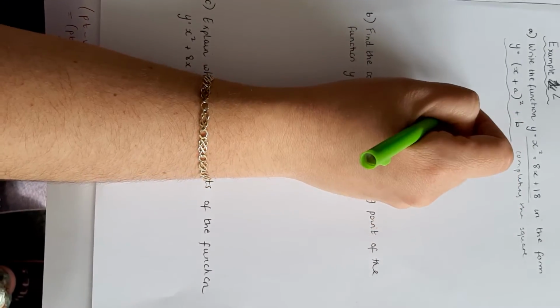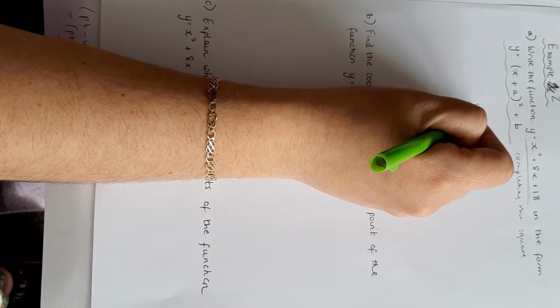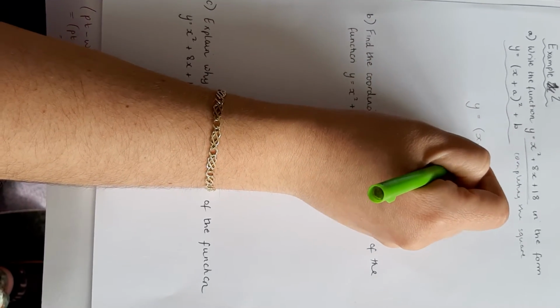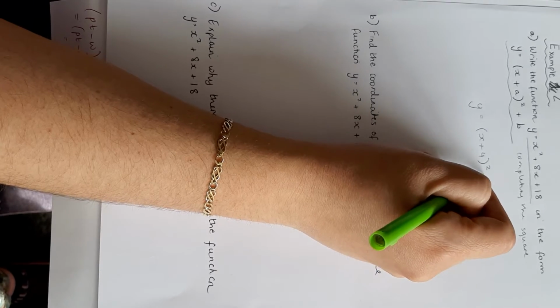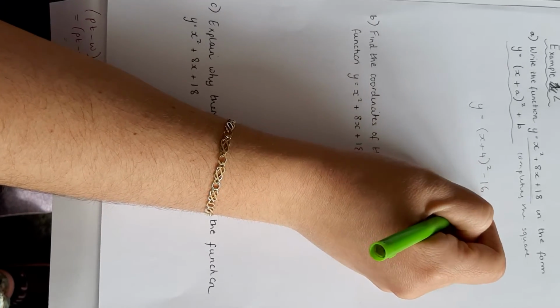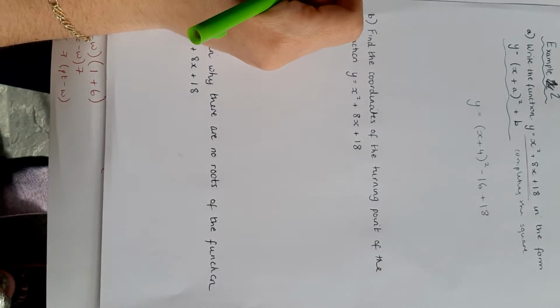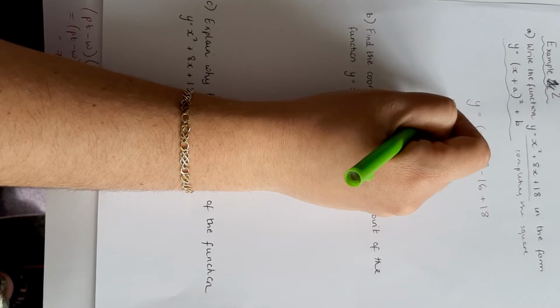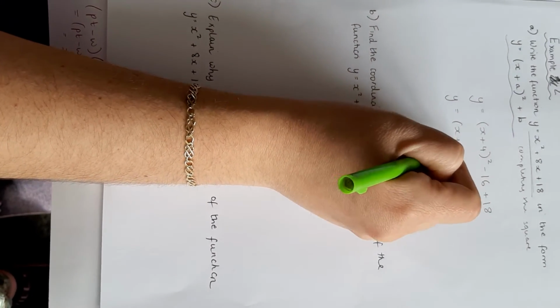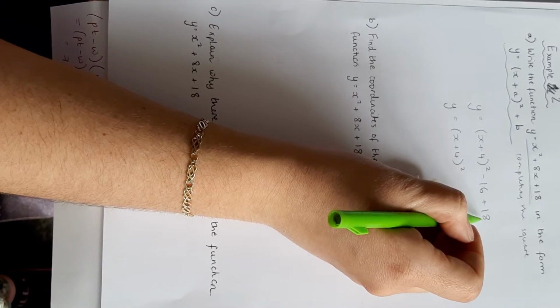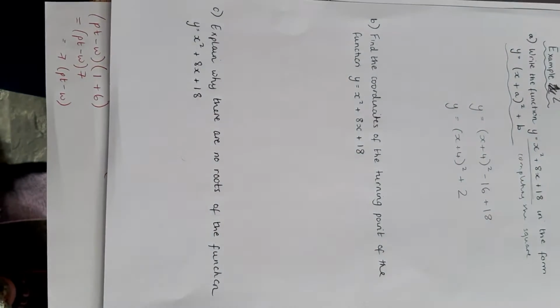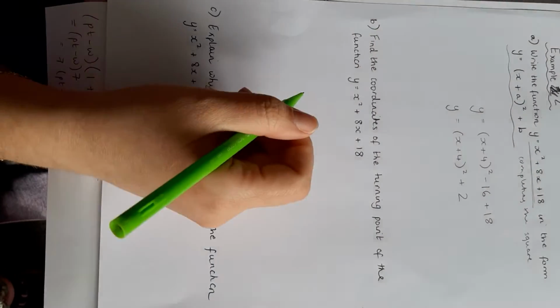So what we would do is we would have y equals x plus 4 all squared minus 16 and then plus 18. Once we do that, we can sort that out and we get x plus 4 all squared, minus 16 add 18 is plus 2. Part A complete.